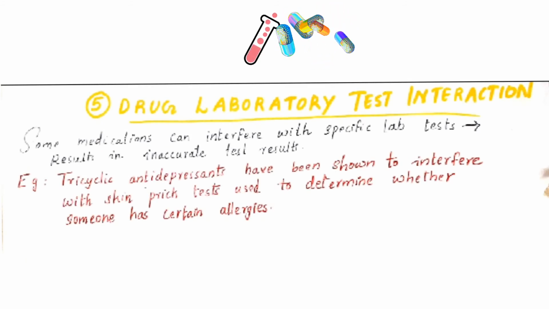The next type of interaction is drug-laboratory test interaction. Some medications can interfere with specific lab tests, which would in turn result in inaccurate test results. Example, tricyclic antidepressants have been shown to interfere with skin prick tests used to determine whether someone has certain allergies.